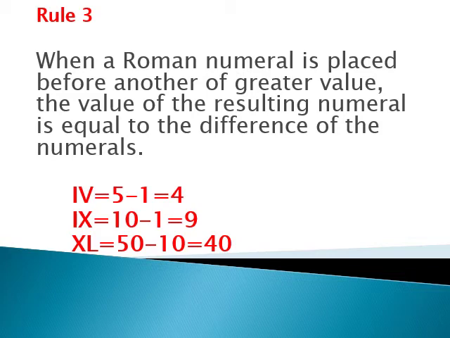So if it is IV, then it becomes 5 minus 1, because difference means to subtract. So 5 minus 1 is equal to 4. IX becomes 10 minus 1, which is equal to 9. XL, in this, L is of greater value, X is of smaller value, X is before L of a greater value Roman numeral, therefore the answer will be the difference. 50 minus 10 is equal to 40. Now let us go to the next rule.